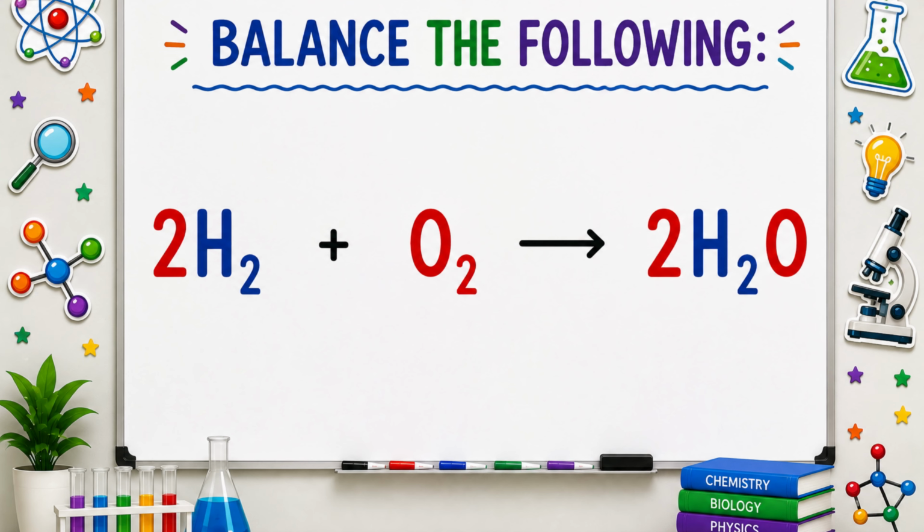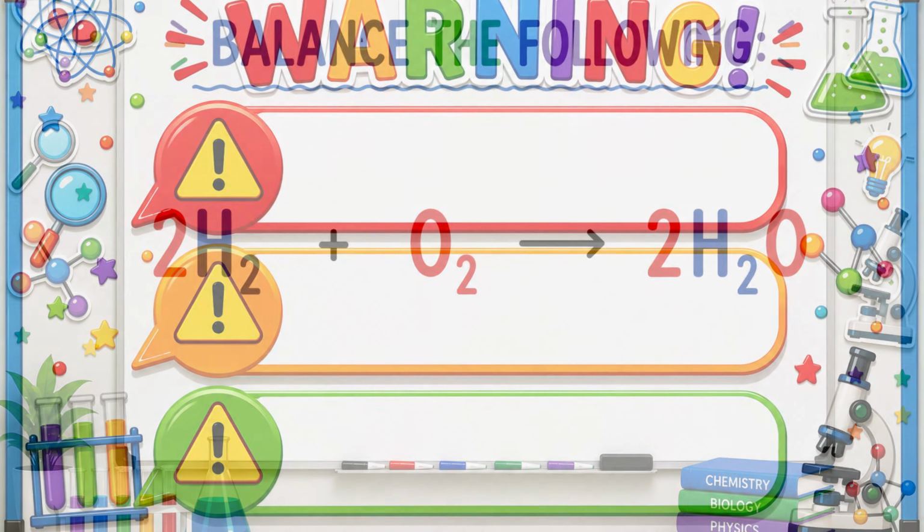The correct answer is 2 hydrogens plus 1 oxygen gives 2 water. We now have 4 hydrogen atoms and 2 oxygen atoms on both sides.